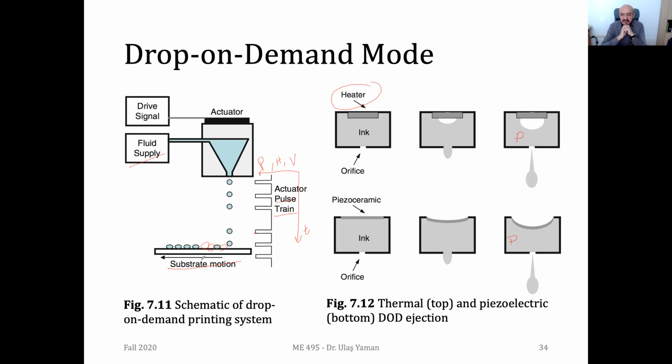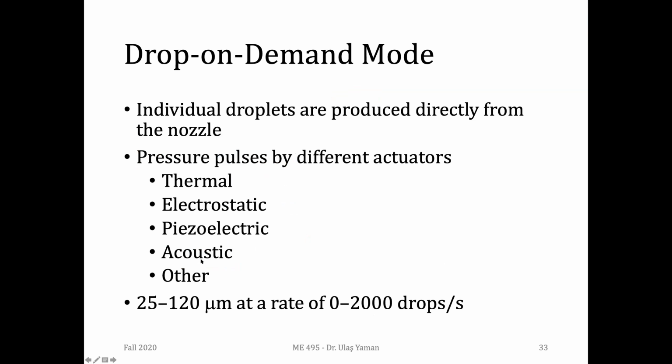Yeah, this one is better and much simpler. That's why commercial products are using this one. And I think the generation speed of this one is also better. With the other one, you cannot go up to 2000, but DOD mode is quite useful for high speeds.